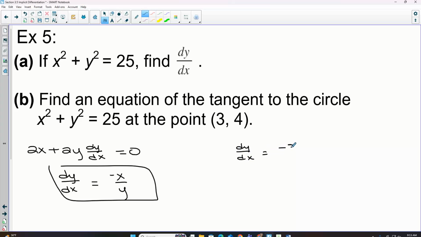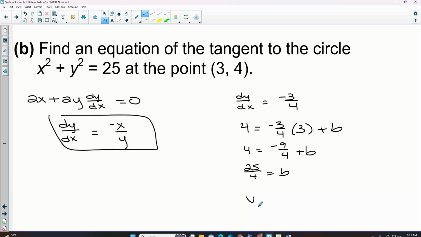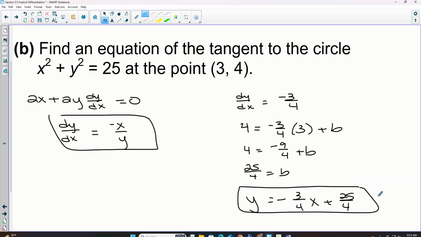So that means the slope is negative 3/4. Then plug into y equals mx plus b. 4 is negative 9/4 plus b. So b is 25/4. So your equation is y equals negative 3/4 x plus 25/4. Is that one okay?